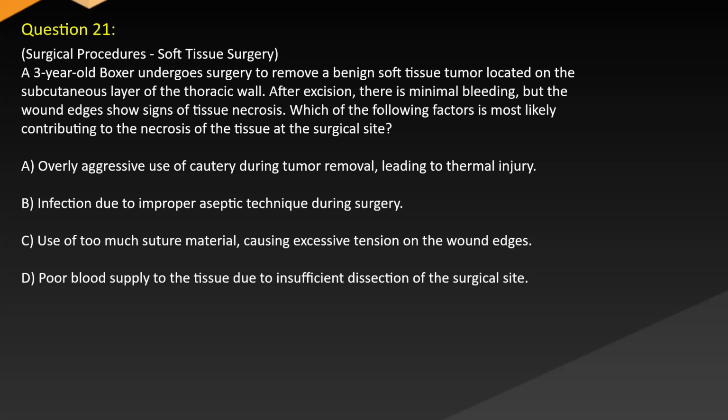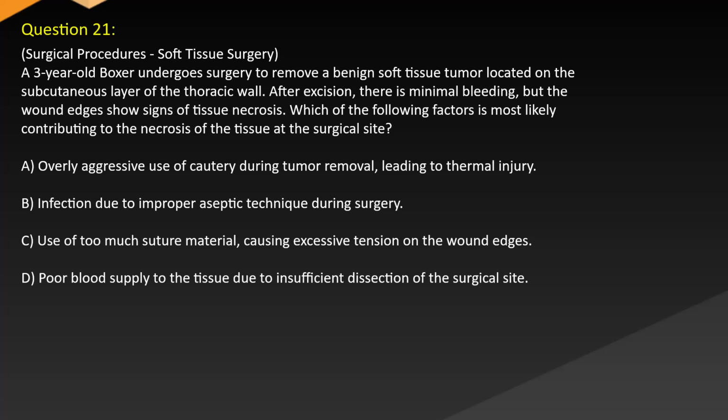Soft tissue surgery. A 3-year-old boxer undergoes surgery to remove a benign soft tissue tumor located on the subcutaneous layer of the thoracic wall. After excision, there is minimal bleeding, but the wound edges show signs of tissue necrosis. Which of the following factors is most likely contributing to the necrosis of the tissue at the surgical site?